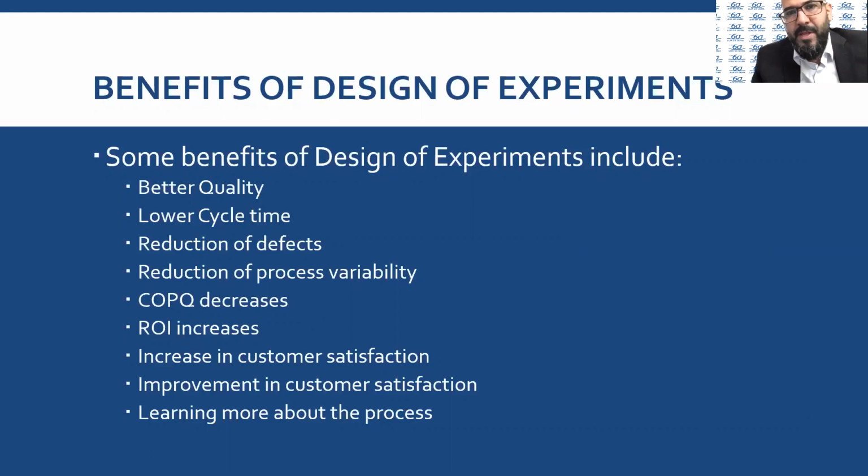Also, some of the advantages for the design of experiment is to reduce variation. We need to reduce the process variability and variation, which will give you a more stable process, a higher quality, and narrow down values, which will help you to achieve a Six Sigma process. Reduce the cost of poor quality. Increase the rate of investment and financial aspect. Customer satisfaction will go up. And learning more about the process.